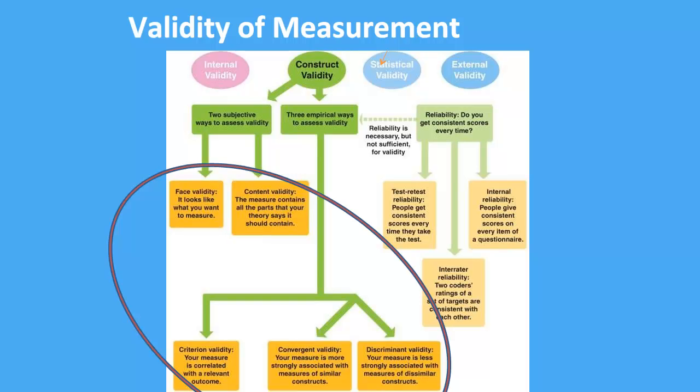So returning briefly to our concept map from the textbook, you can see reliability there towards the top right of this figure, and then you can also see all of the different validities down there in the bottom left. And so we'll talk about each of these in turn.